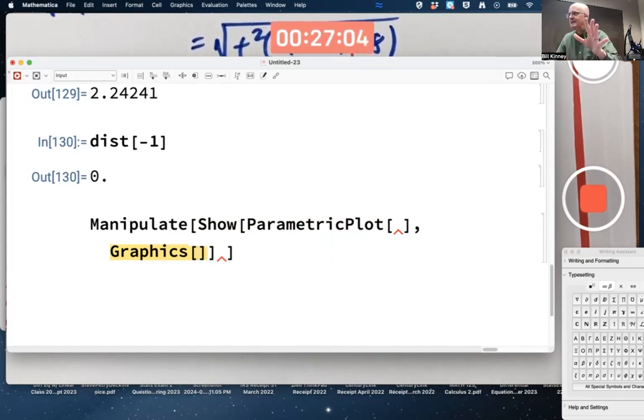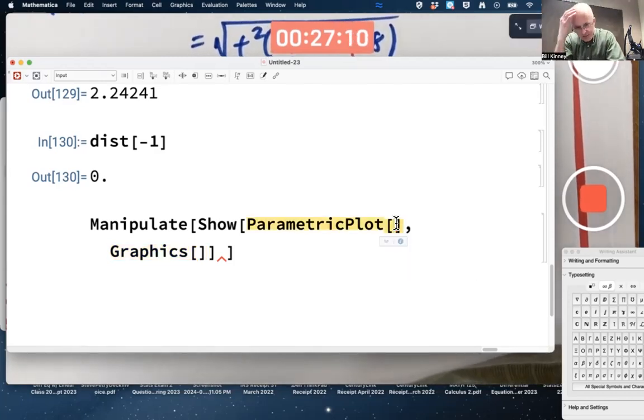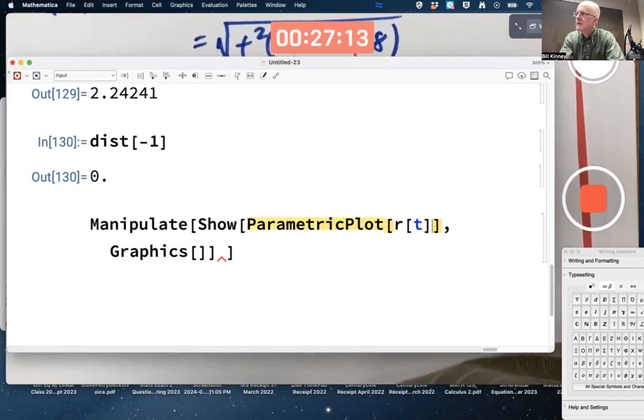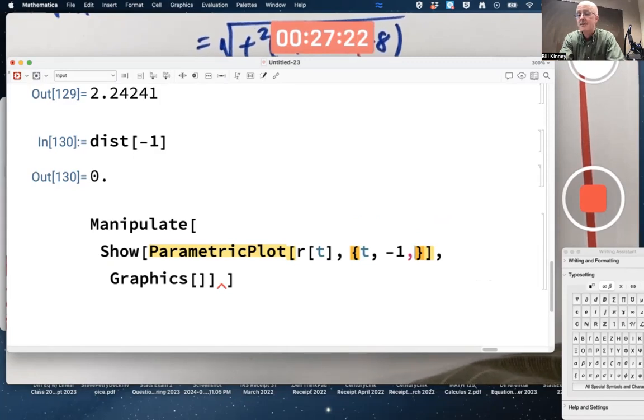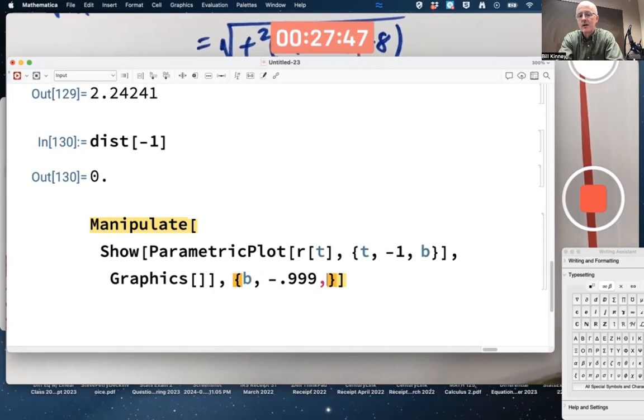But I have enough experience with this that I think I can do this all at once without making a mistake, hopefully. What am I plotting with ParametricPlot? I'm plotting the parametric curve, r of t, comma, over some interval. T goes from -1 to 1 in the end, but if I want my animation parameter in there to make an animation, call it b, that's going to be the right endpoint. Over here, right before the last square bracket, I put a comma, and I put my animation parameter inside curly braces, starting barely bigger than -1, -0.999, say, going up to +1.